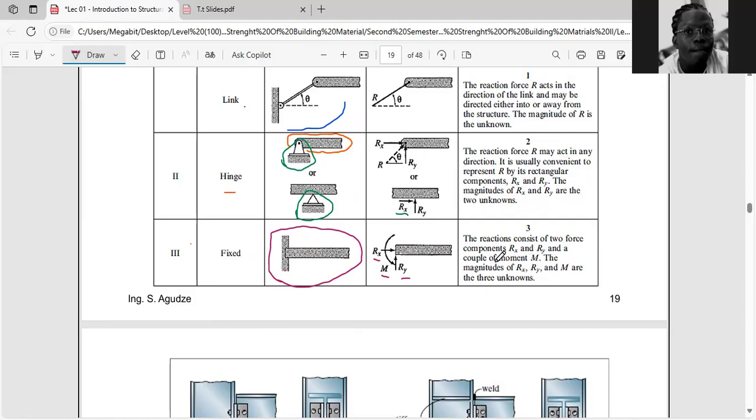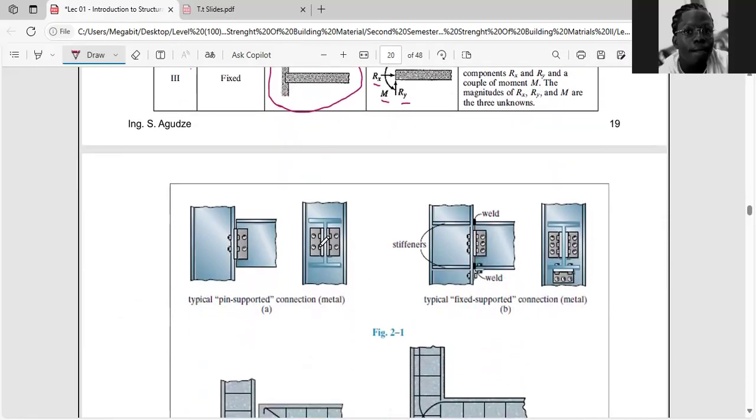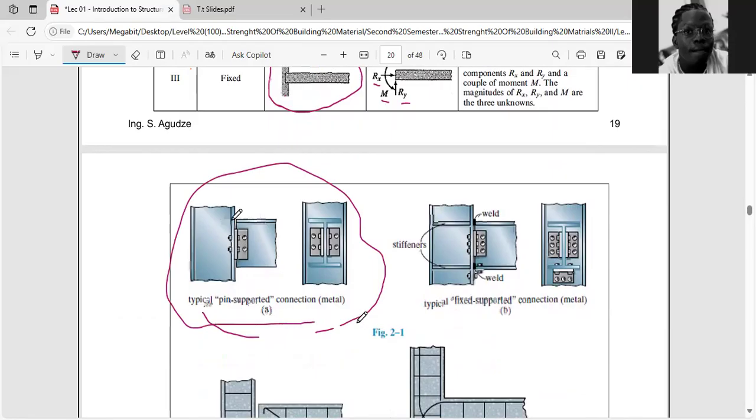The reaction consists of two force components, Rx and Ry, and a couple moment. The magnitudes of Rx, Ry, and M are the 3 unknowns. This is an example of a pin supported metal. This is also a typical fixed support connection metal.